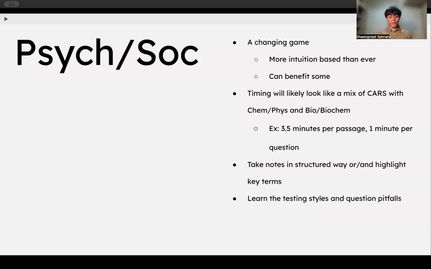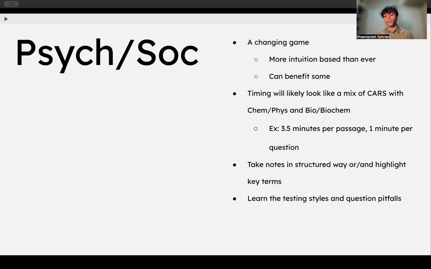Mine was 3.5 minutes per passage, one per question. On your timing, by the way, leave a little time at the end. Leave a little wiggle room in your time. Leave an extra minute or two, maybe even five. This gives you a little bit of wiggle room, not much though, but leaving a little bit of wiggle room is definitely important.